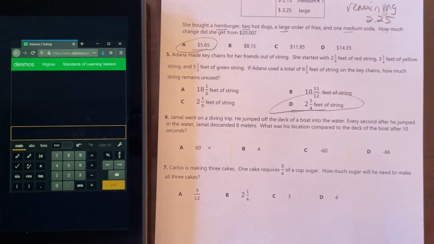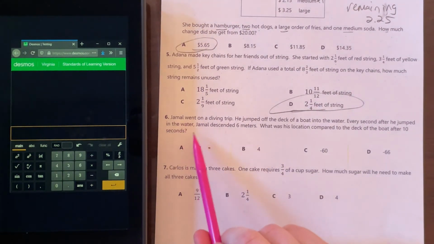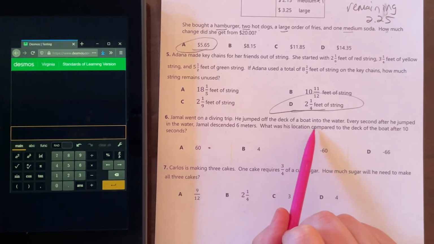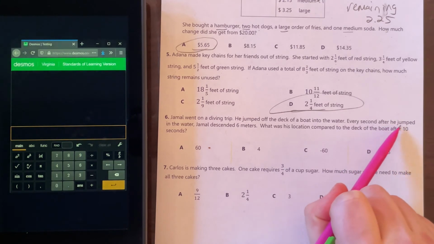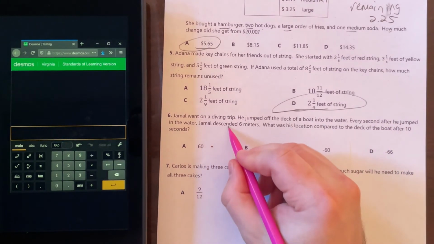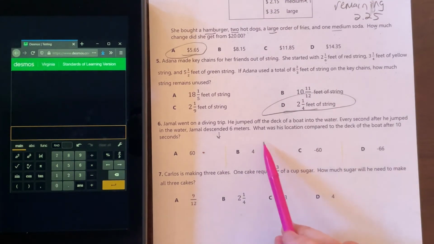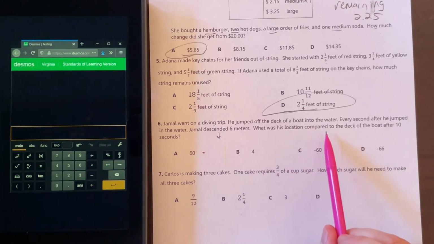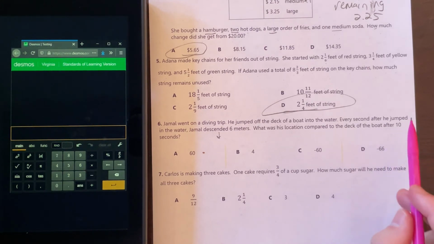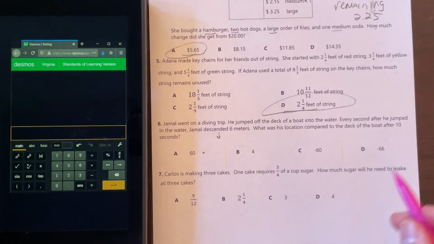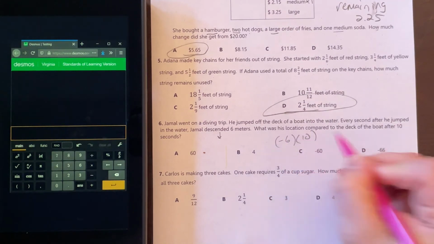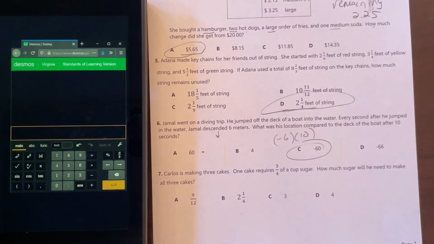For number 6, it said Jamal went on a diving trip. He jumped off the deck of a boat into the water. Every second after he jumped in the water, Jamal descended, meaning going down, 6 meters. What was his location compared to the deck after 10 seconds? So very simply, you just do -6 times 10, which is just going to be -60.